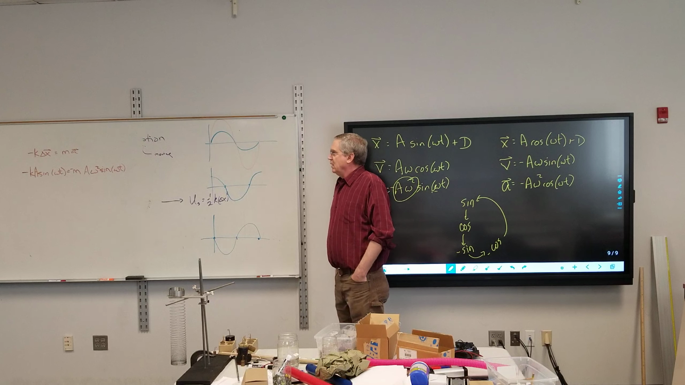Let's simplify it. So the a's cancel out. Sine omega t cancels out. I'm left with negative, actually the negative signs cancel out. So I'm left with k. My spring constant is equal to m omega squared, which tells me that omega is equal to the square root of k over m. So if I know the spring constant and I know the mass, I can predict what the angular frequency is.